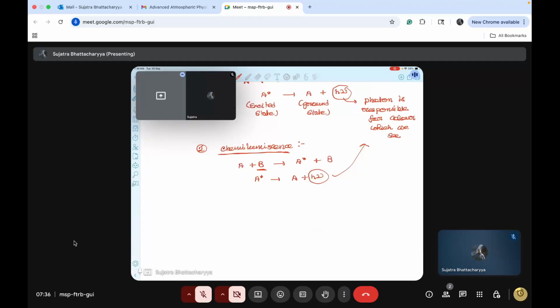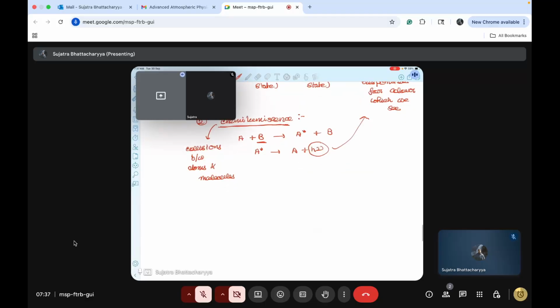Okay, so these are the two processes. Chemiluminescence occurs when there are collisions between atoms and molecules. But this one is only hit by a photon. So this is the important thing.